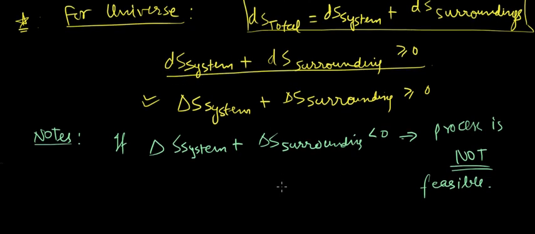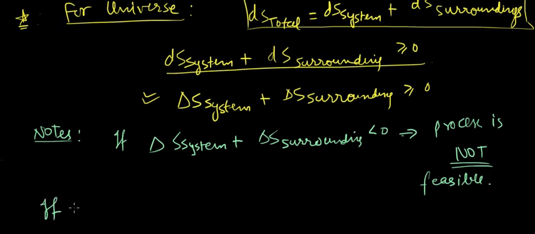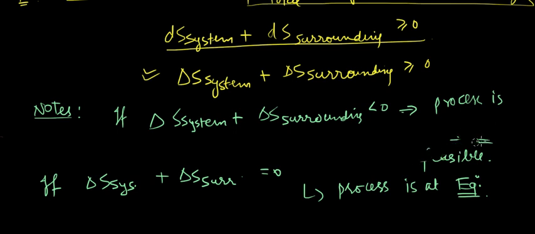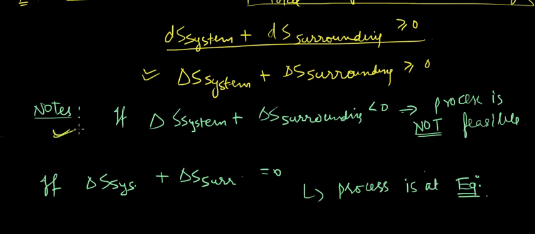Similarly, if delta S system plus delta S surrounding is equal to 0, then the process is at equilibrium. I'm writing not feasible in the same line so it creates no confusion. So just remember these two notes.